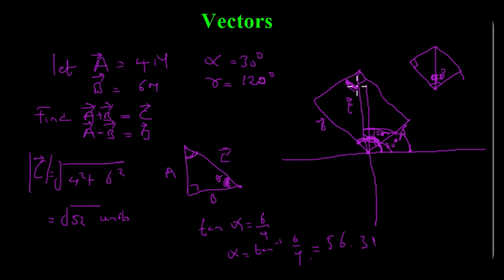Then that's not all. Since we've gotten this angle here, we already know that this angle will also be the angle of this side of the triangle. So we had it to be 30. So we just simply say plus 30 degrees, and then this will be 86.31 degrees. So you can see we're having the same magnitude and also the same direction as when we used the parallelogram law.